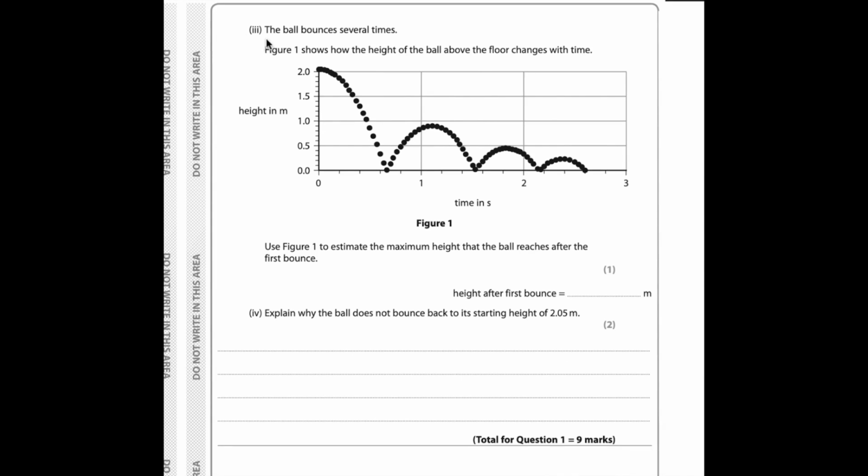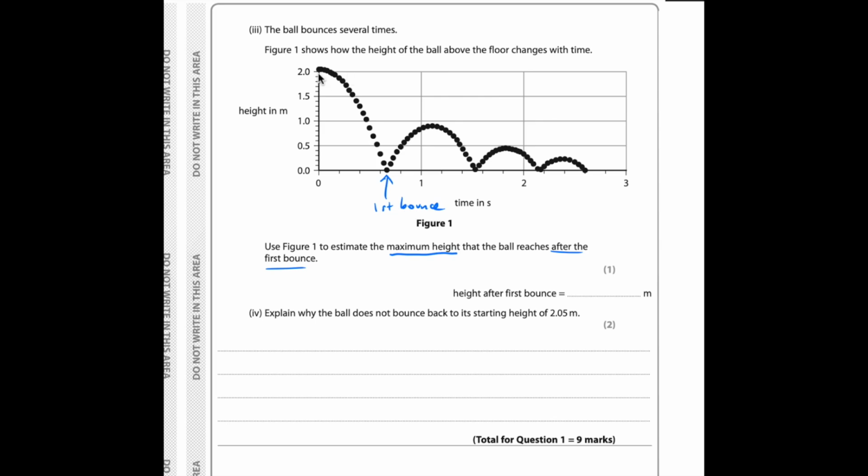Part 3. The ball bounces several times. Figure 1 shows how the height of the ball above the floor changes with time. Right, yeah, there's your time, there's the height of the ball. Use figure 1 to estimate the maximum height that the ball reaches after the first bounce. So that's the first bounce there, and that's the maximum height there.